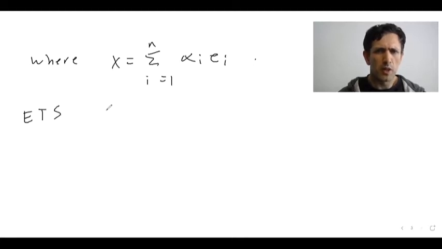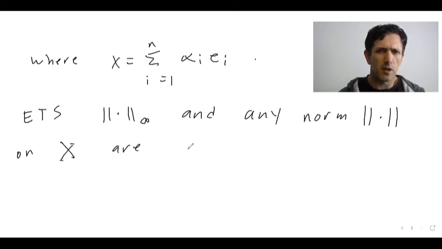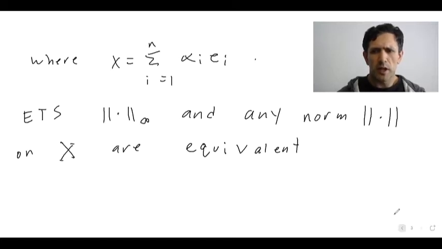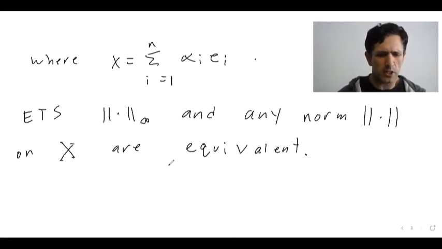So it's enough to show that this infinity norm, with respect to this basis, and any norm on X are equivalent. Equivalence of norms is obviously an equivalence relation. There's really not much there. So in particular, if norm 1 is equivalent to the infinity norm, and the infinity norm is equivalent to norm 2, then norm 1 and norm 2 are equivalent. So this is my task. One direction is not too hard. The other one's a little trickier.